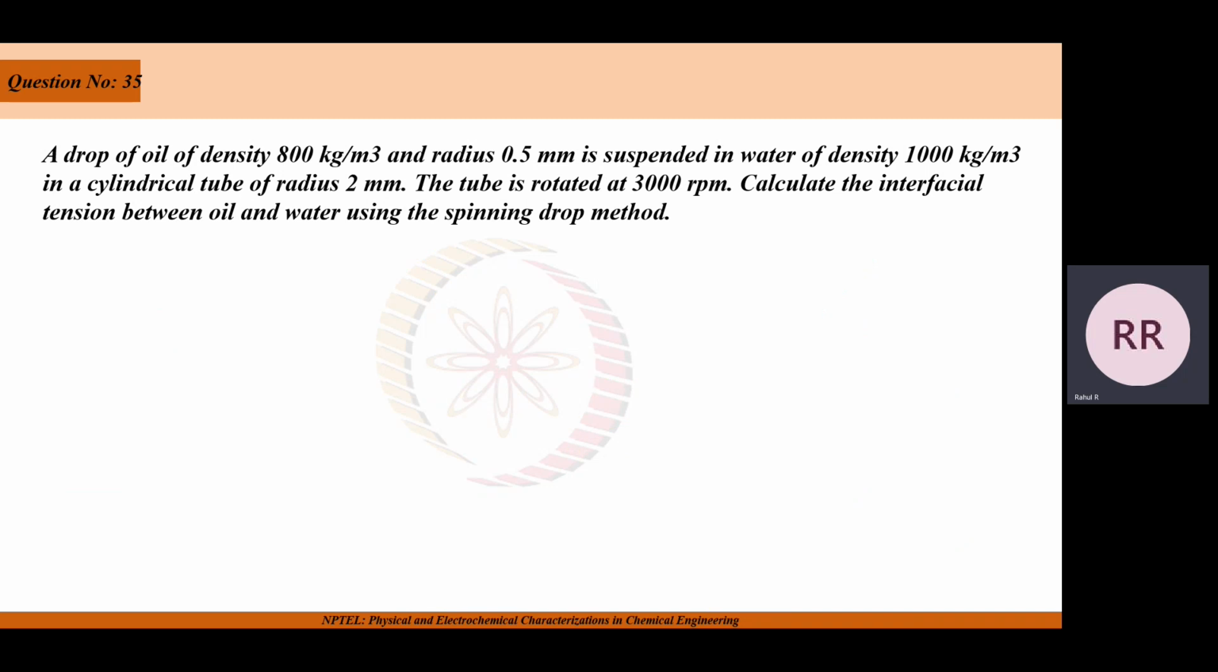Okay, now let's move on to the next question. A drop of oil of density 800 kilogram per meter cube and radius 0.5 millimeters is suspended in water with density 1000 kilogram per meter cube in a cylindrical tube of radius 2 millimeters. The tube is rotated at a speed of 3000 rpm. Calculate the interfacial tension between oil and water using the spinning drop method. I think this is our last question.